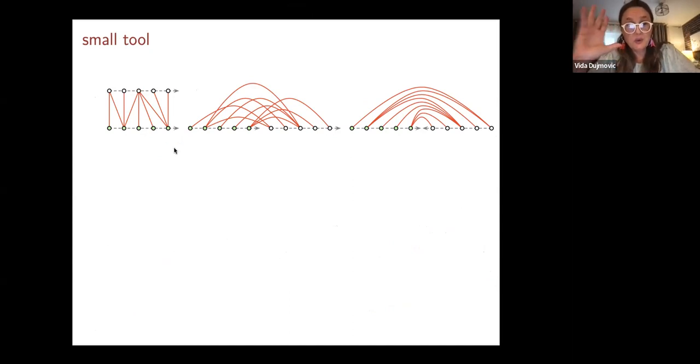It's a trivial tool, but it's super powerful. And here's what he said. If you look at a bipartite graph, and you draw vertices of one bipartition on one line and vertices of the other bipartition on another line, and in between you have a straight-line, non-crossing drawing of edges between these two bipartitions.